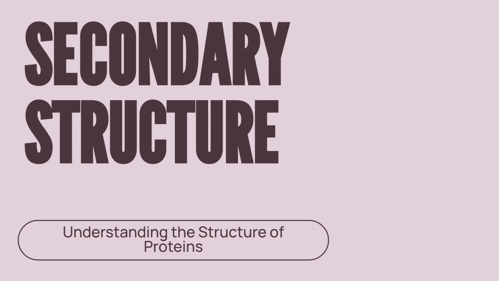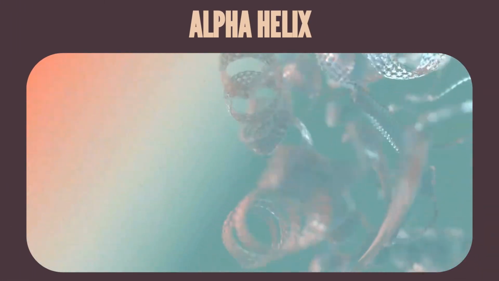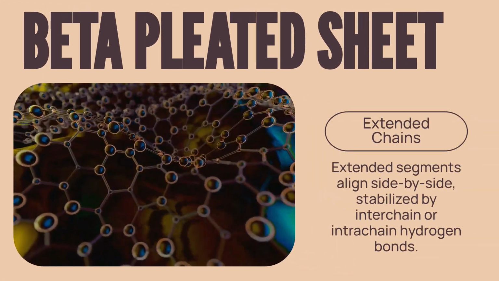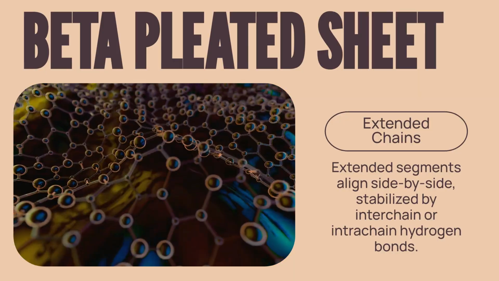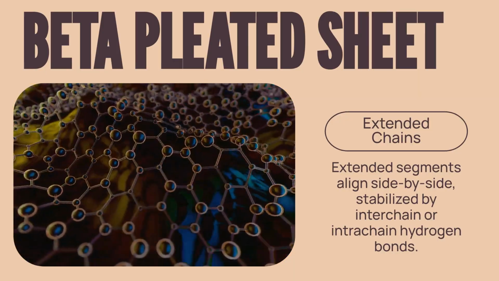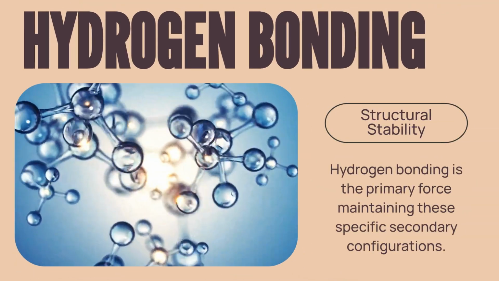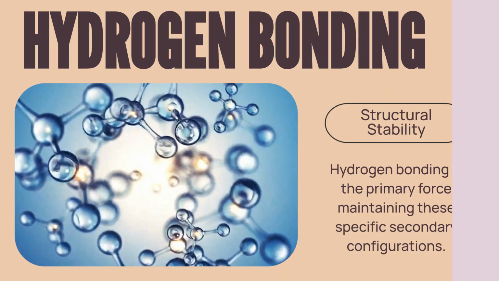Moving beyond the linear sequence, we look at secondary structure, which describes the local spatial arrangement of the backbone. The alpha helix resembles a coiled spring, held together by hydrogen bonds between NH and C=O groups along the backbone. Alternatively, the beta-pleated sheet consists of extended protein segments held together in a parallel or anti-parallel orientation. Hydrogen bonding between the carbonyl oxygen and the amide hydrogen is the key interaction that stabilizes these secondary structures.